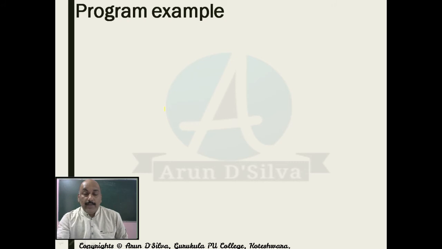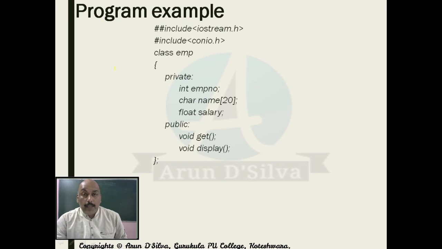So let me give you an idea. I'll show you an example. I've created an employee class. In the class, I've given the class name EMP, and I have a private section as well as a public section. In the private section, I have created 3 variables, that's member data: employee number, name, and salary. Employee number is integer type, name is character type which can hold 20 characters, and salary is float type. In the public section, I have 2 functions, get as well as void display.